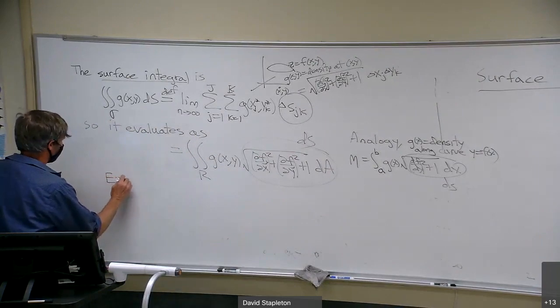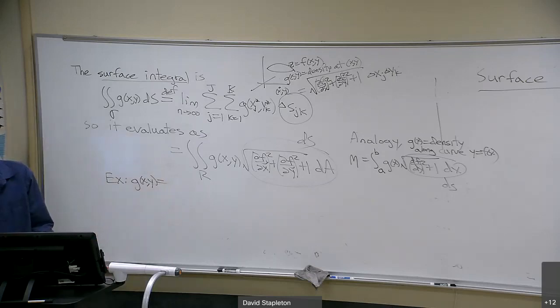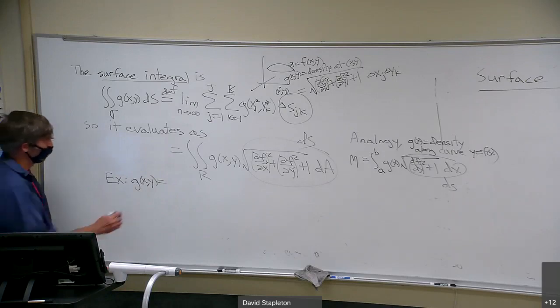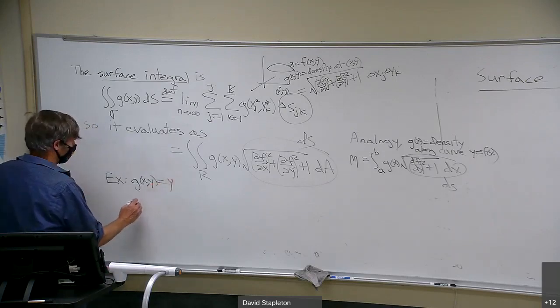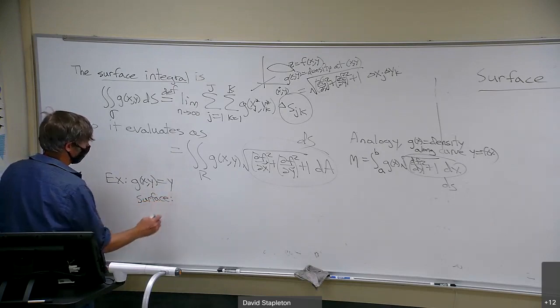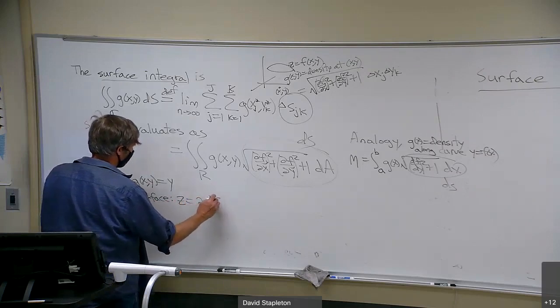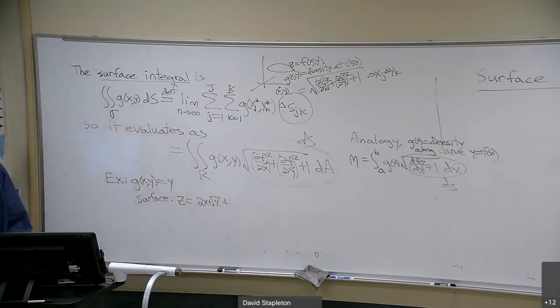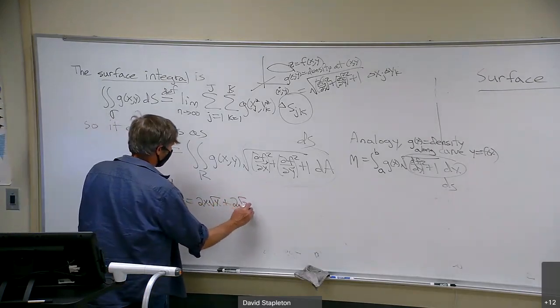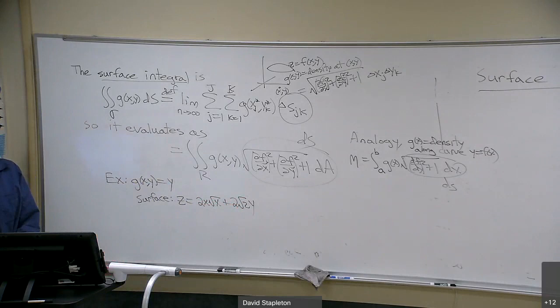The example was this one. Suppose the density is y, I used rho in the example, and this is a surface given by z equals f of x, y, which is 2x to the 3/2 plus 2 square root 2 y. So that'll be the surface that you're integrating this density over. We're trying to find the mass of it. And it's over the rectangle 0 to 3, 0 to 1.